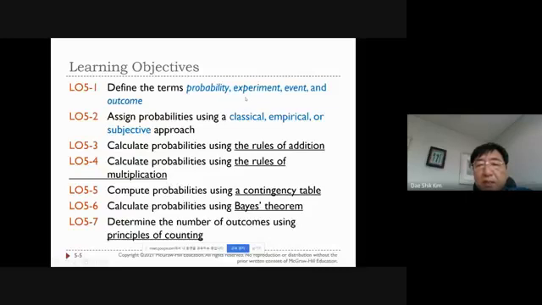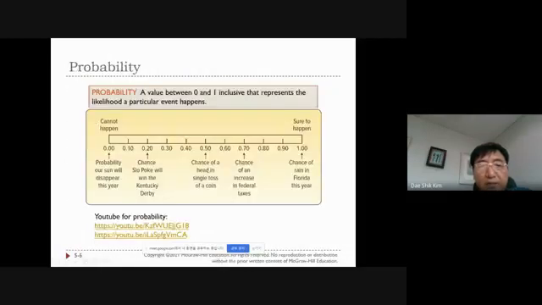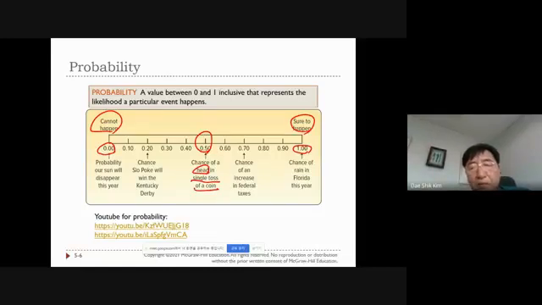In chapter 5, I will try to explain what probability, experiment, event, and outcome are. Learning objectives 1 and 2 are a kind of definition. So probability is the likelihood that a particular event may happen. Probability 0 means it cannot happen at all, 1 is always certain, and 0.5 is like half and half. When you toss a coin, a single toss, head will appear 50% and tail may appear 50%. And that's likelihood.